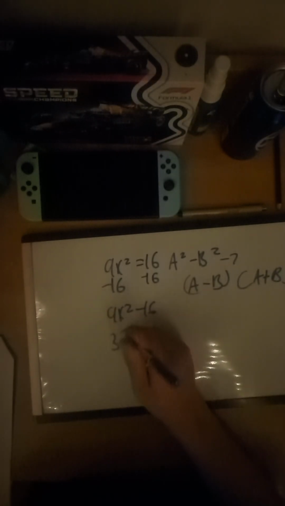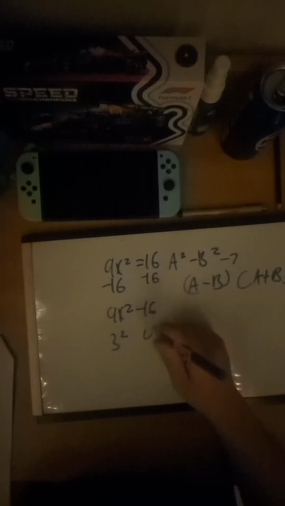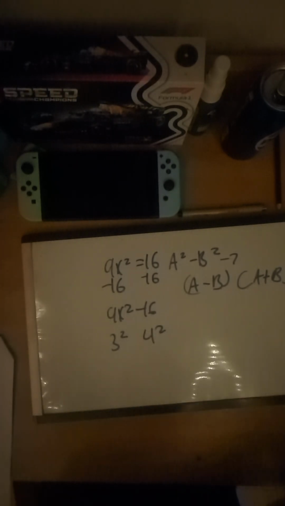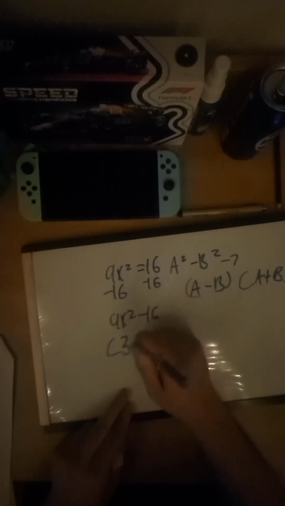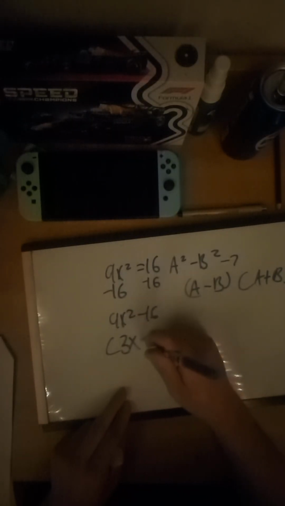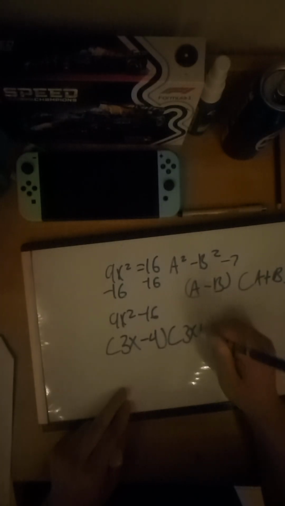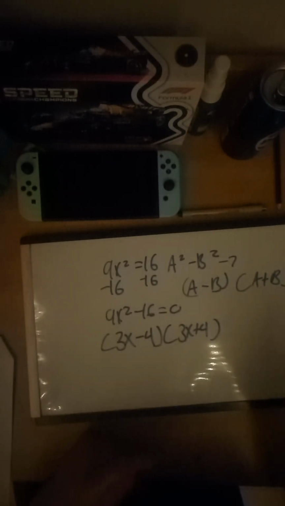So we know that 9x squared is just 3x squared, right? Same thing with 16, which is just 4 squared. So knowing that, we can go ahead and break this equation down into two things. It's going to be 3x minus 4 over here, and 3x plus 4. Since we moved this over, we're going to set this whole equation to 0, and we can go ahead and apply the last principle from the previous problem and solve for x.